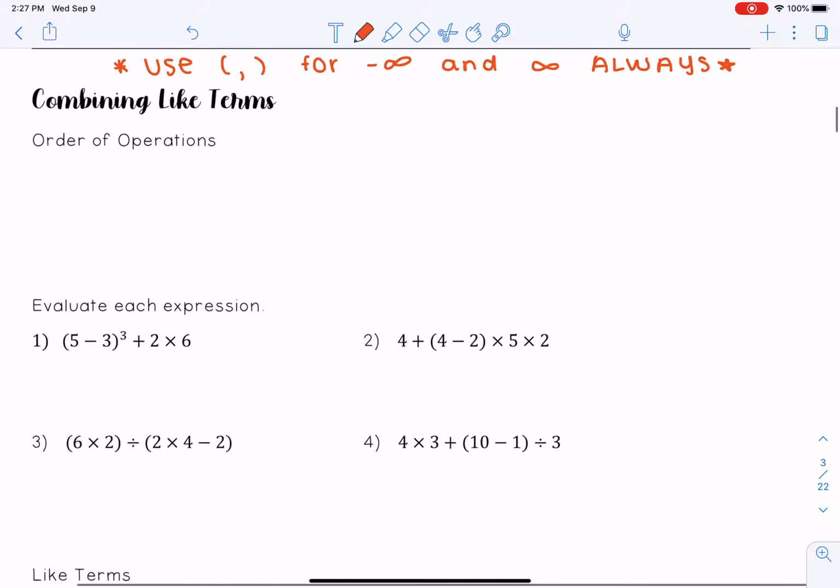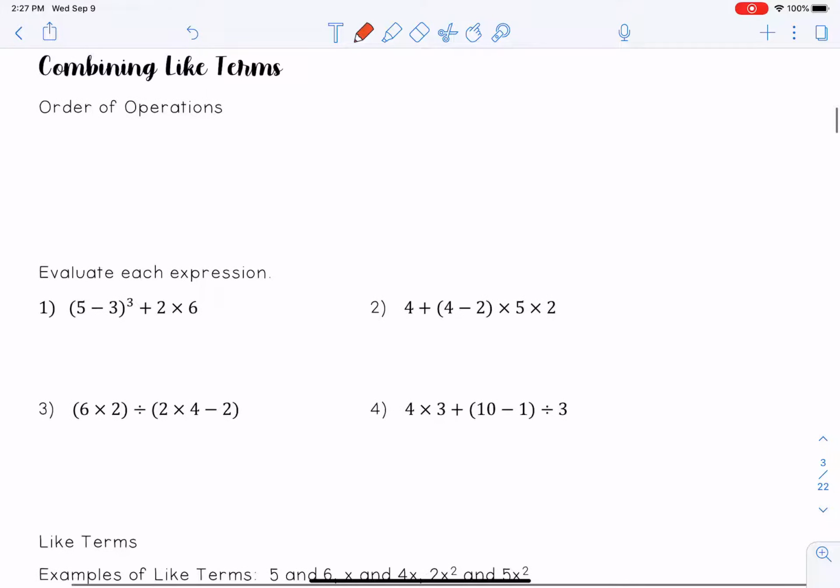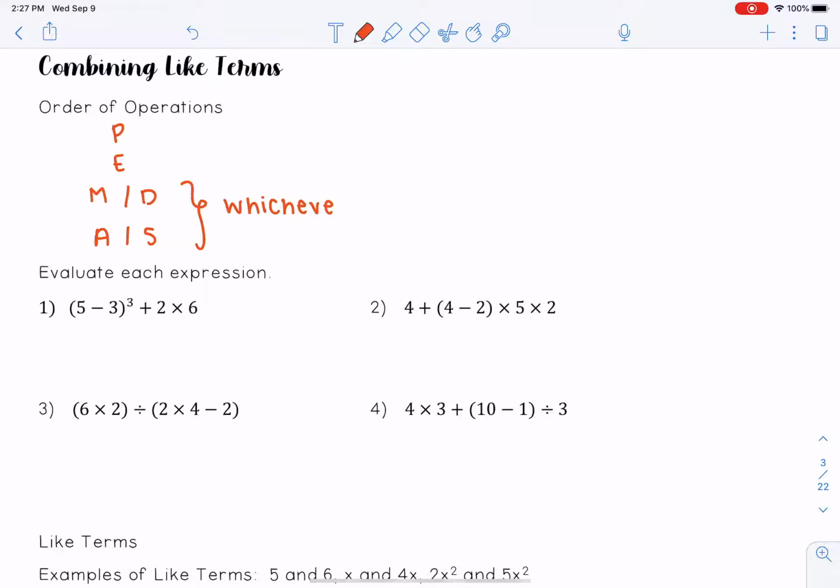Next up, we have combining like terms. So we're going to switch gears a little bit. Our order of operations, remember, is PEMDAS. And when I do this, I like to write multiplication and division, and then addition and subtraction, on the same level as each other, because it's whichever comes first, left to right.